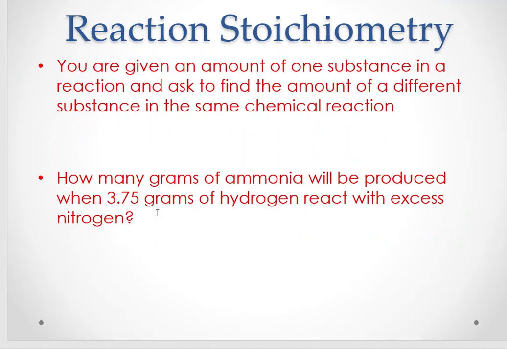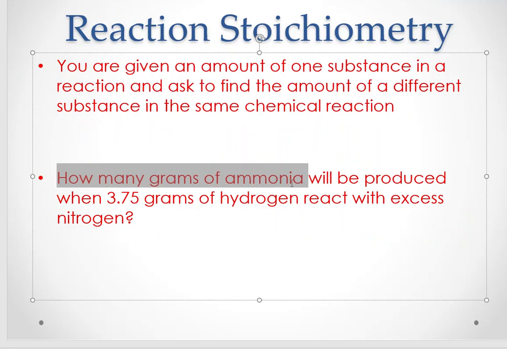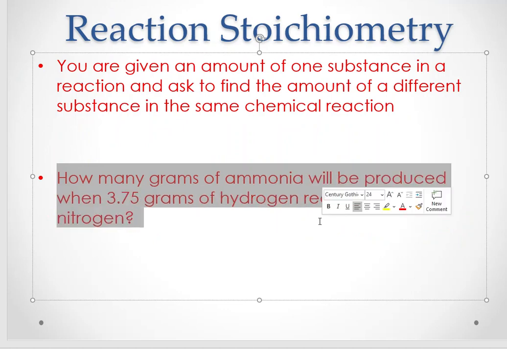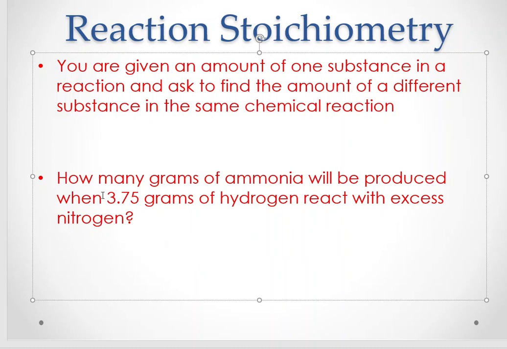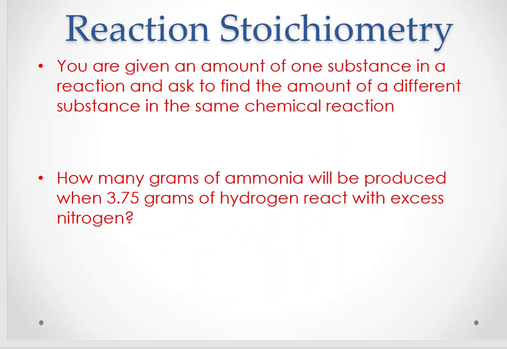All right, so let's look at this question. How do we know it's stoichiometry? It asks how many grams of ammonia will be produced when this many grams of hydrogen react with excess nitrogen. Okay, great. So I'm given an amount of hydrogen. I'm asked to find the amount of ammonia. So I know it's stoichiometry. I'm going to follow my steps.